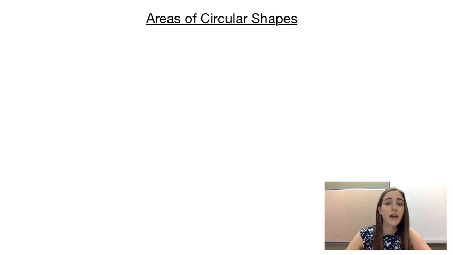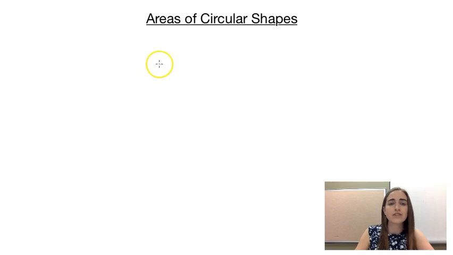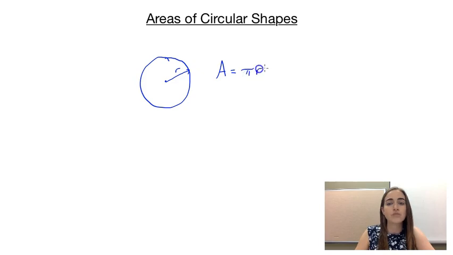In this video, I want to have a look at areas of circular shapes. So to start with, we need to know how to find the area of a circle. If we have a circle and it has a radius of r, then we can calculate the area by doing pi times the radius squared, so pi r squared.